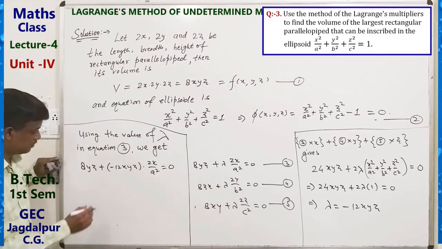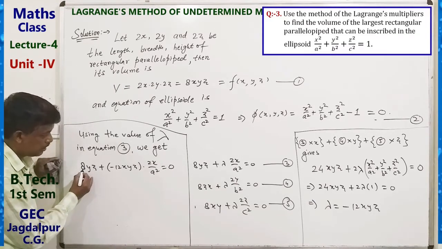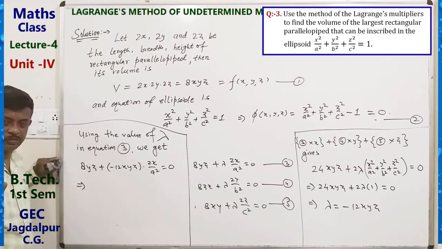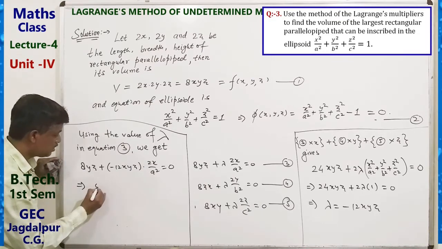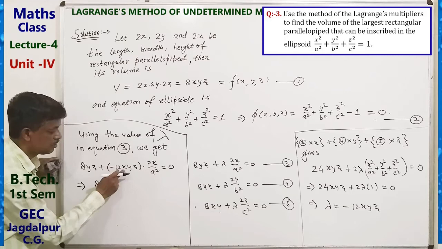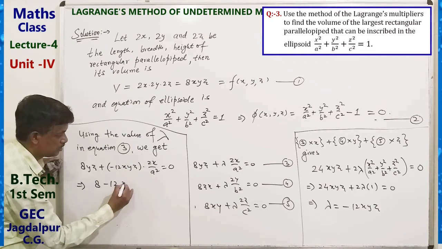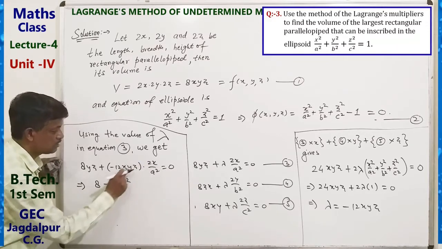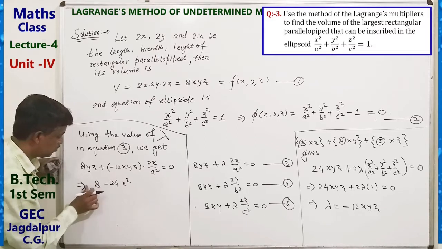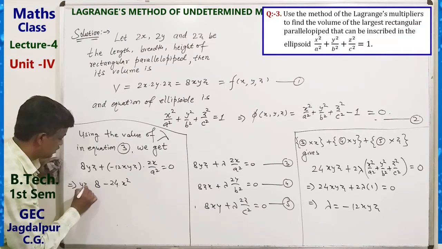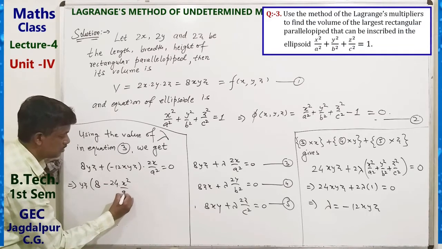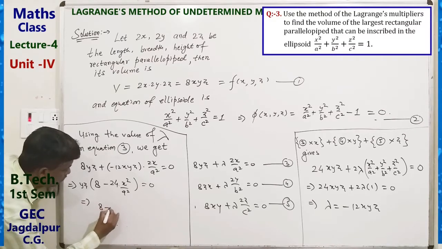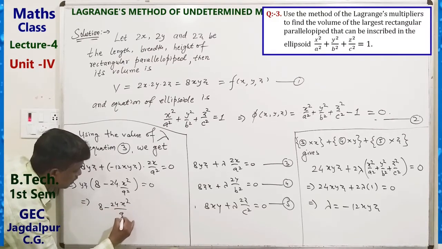So here we see that yz we take in common, not equal to 0. So 8 minus 12 x square, 12 into 2 is 24 x square, yz is taken common like this, yz upon a square equals to 0. Yz is not equal to 0, so 8 minus 24 x square by a square equals to 0.